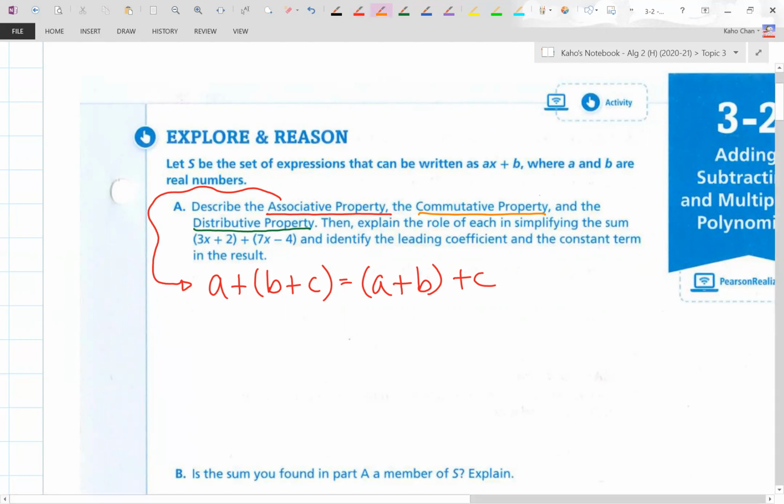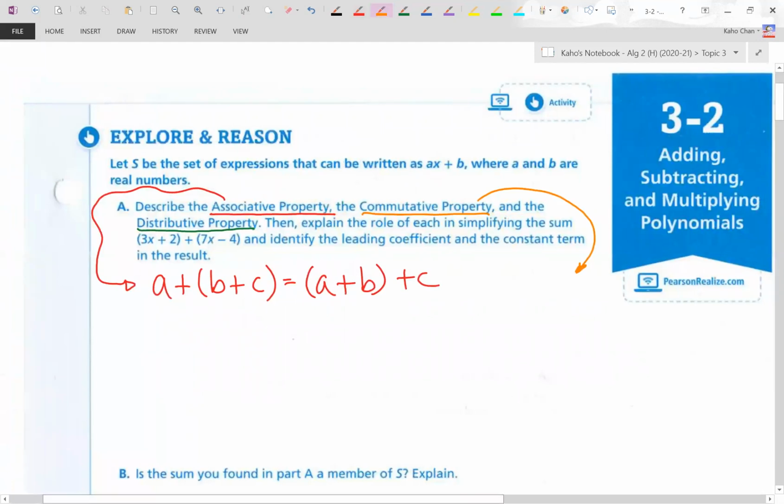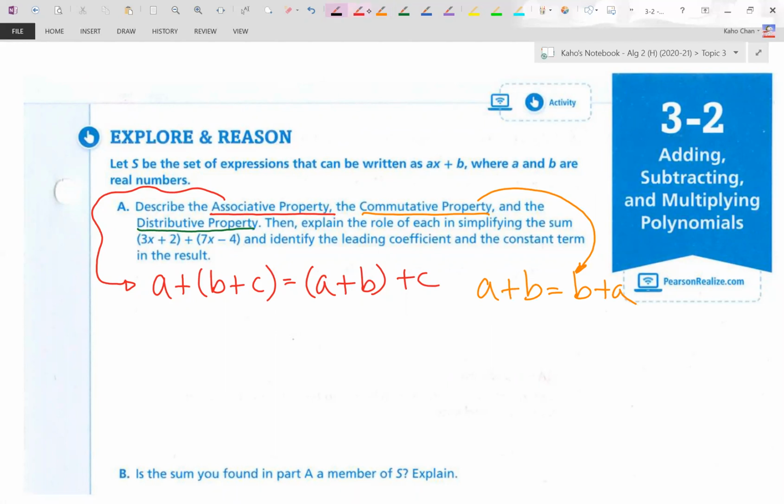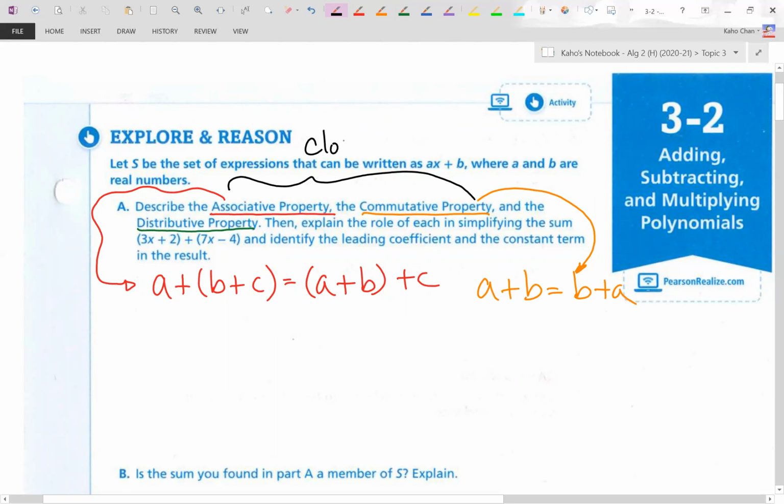Commutative property is referring to how numbers move around, hence the idea of commuting. Adding two numbers in reverse order, you'll get the same answer. Order doesn't matter. Those two properties also apply to multiplication. So let me write that down.